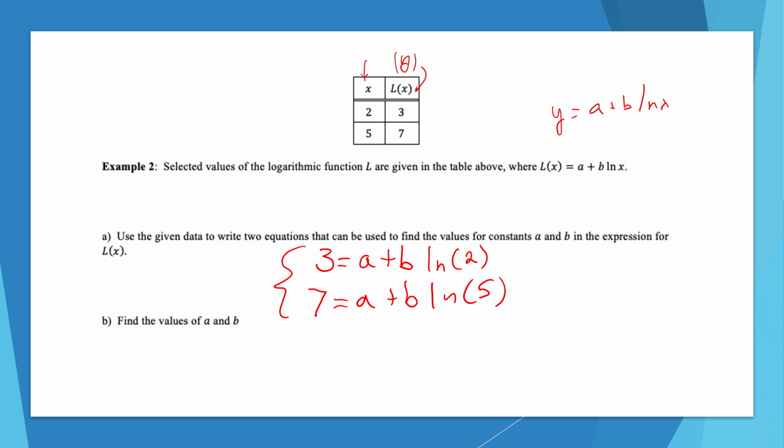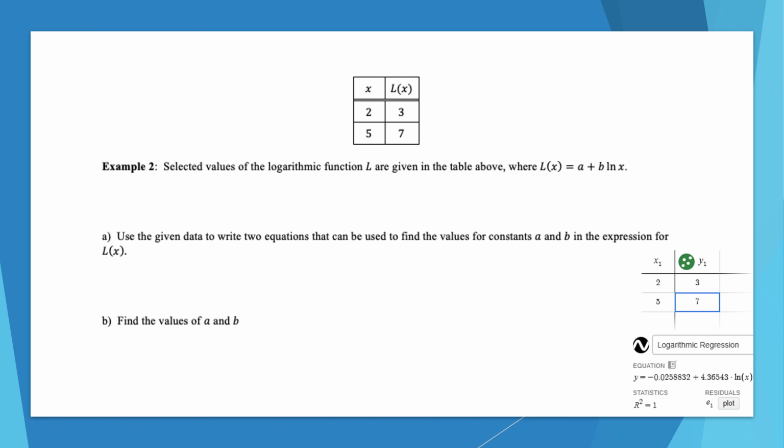We don't need to solve for a and b just yet, and we actually don't even need to do it by hand because we'll have access to Desmos for these types of questions. So for part B, this is what you're going to want to see on Desmos, right? You're going to want to add a table, plug in your 2 points, and then go to logarithmic equation, and that should be our answer, right?